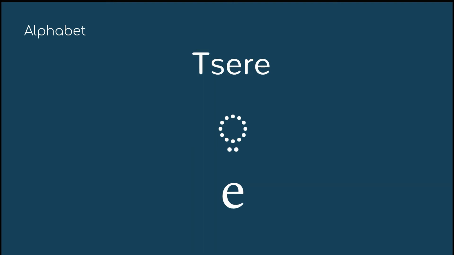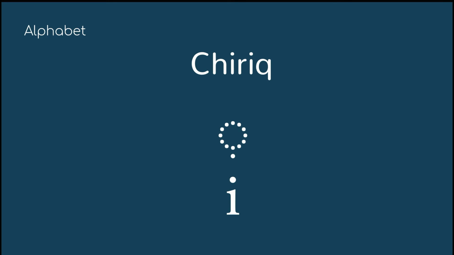Next, we have tzere. This is represented by two dots underneath, and it's a similar sound to the segol that you've already learned, but it's a longer e instead of a short e. This distinction isn't found in modern Hebrew, in which case the tzere and the segol are both pronounced e. Next, we have the hirik vowel. This is a single dot underneath the letter, and it's pronounced i.